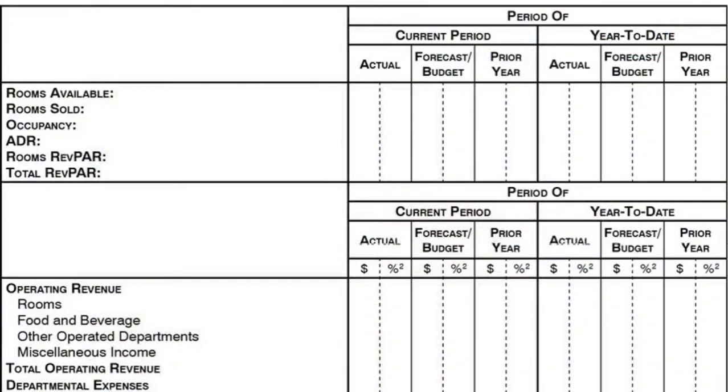Now this operating statement, as you will see on the screen, is divided into two parts. The first part is the statistics, where we are putting rooms available, rooms sold, occupancy, ADR, room RevPAR, and total RevPAR on the vertical side. Then on the horizontal side, you are looking at periods, where we are comparing two different periods.